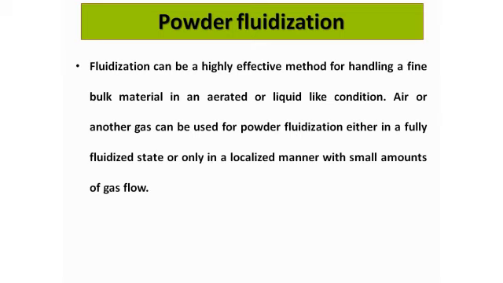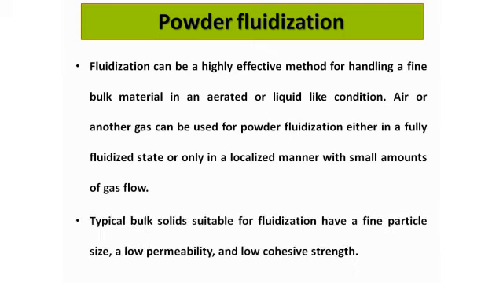For fluidization, consider the example of FBD, fluidized bed dryer. In FBD, we generally use granules, but if you directly want to fluidize a powder, then in the FBD you can use the powder itself without formation of granules. The typical bulk solids suitable for fluidization have fine particle size, low permeability, and low cohesive strength. I repeat, which type of solid can you use for fluidization? One which has a fine particle size, a low permeability and a low cohesive strength, meaning agglomeration will not take place in a fine particle. Clear?